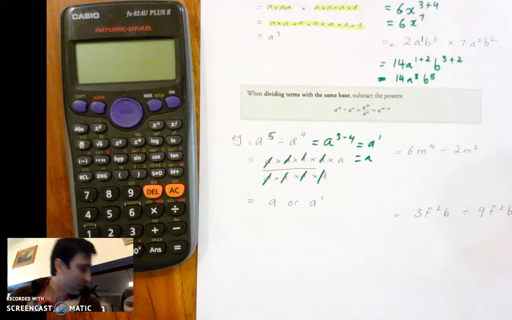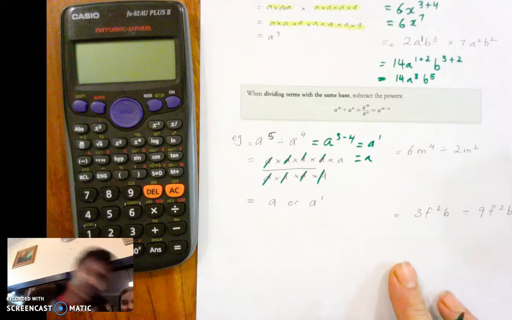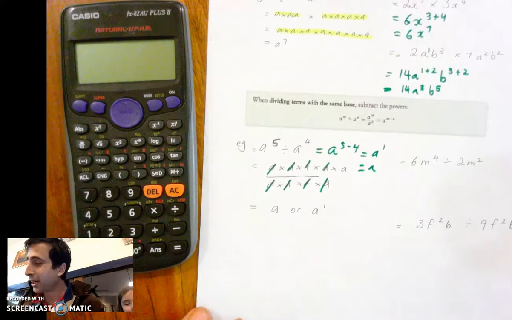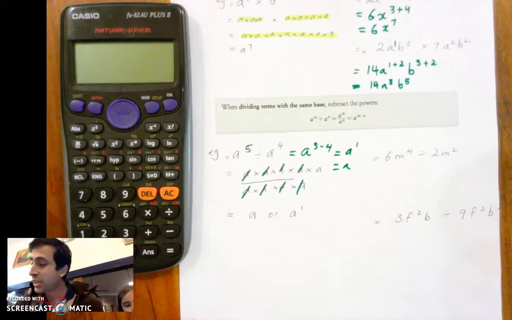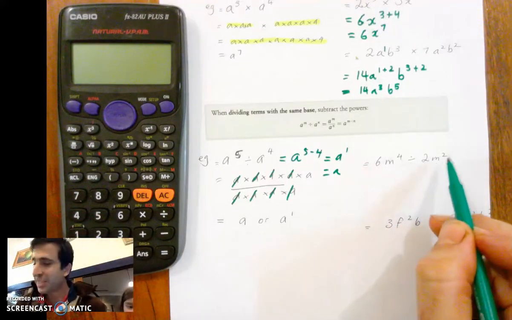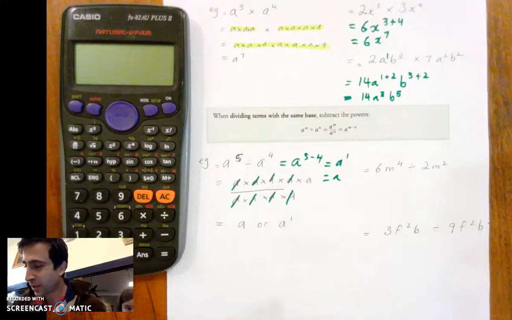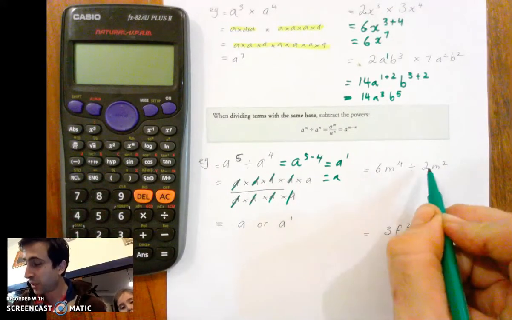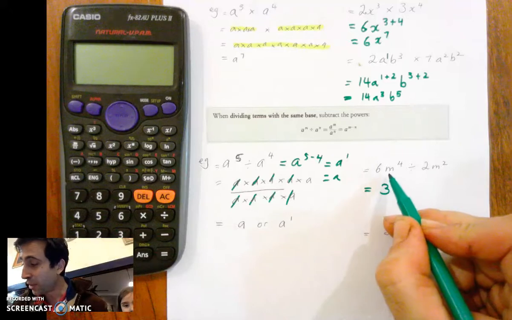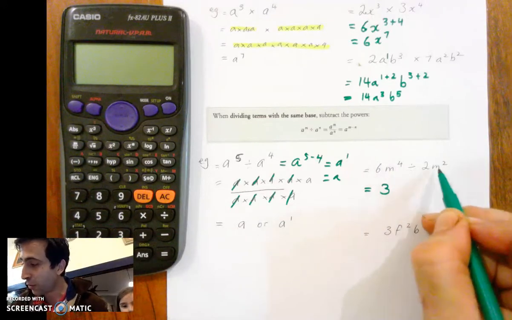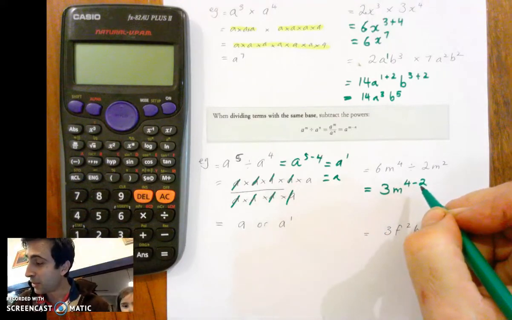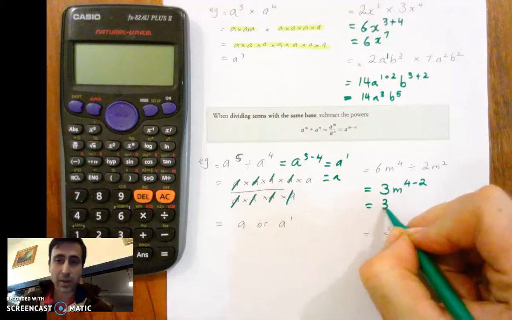And so, let's have a look at these other ones here. Okay, 6m to the power of 4 divided by 2m squared is exactly the same as what we would before. First and foremost, we deal with the coefficients. That's just 6 divided by 2. So 6 divided by 2 is 3. And now we see that m to the power of 4 divided by m squared is just m to the 4 minus 2. And so that ends up being 3m to the power of 2, or 3m squared.